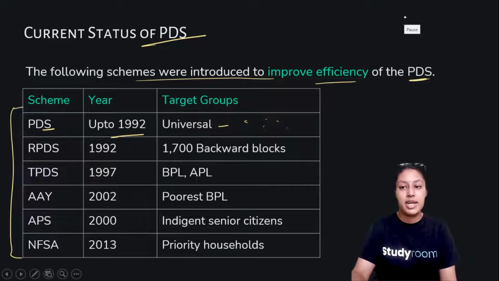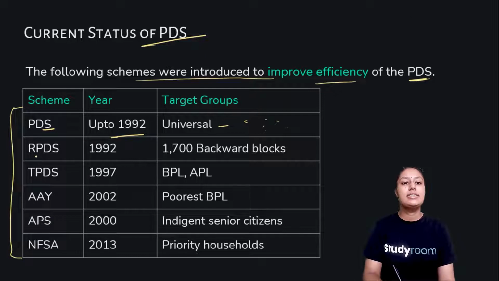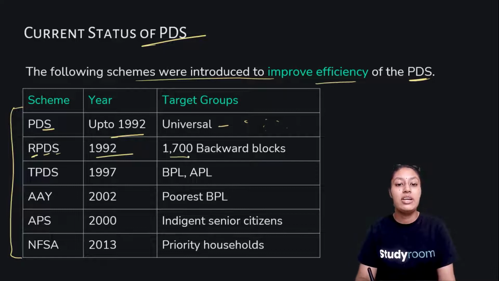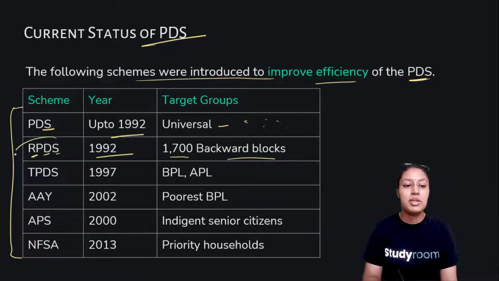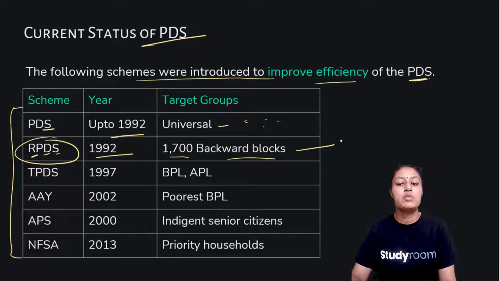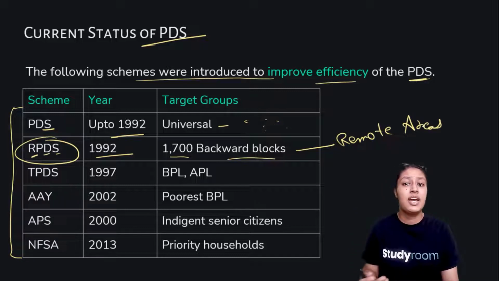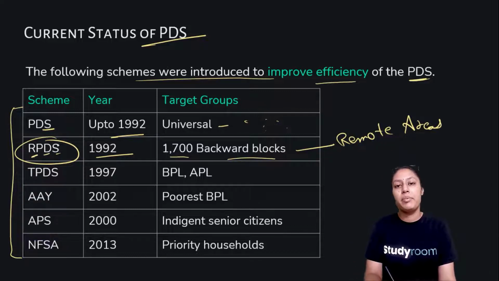Second is RPDS. RPDS is revamped public distribution system. It was launched in June 1992, and it covers 1700 backward blocks. Means in this particular scheme, it ensures help for people who are living in remote areas, who are living in hilly areas where there is inaccessibility of basic things. Okay, so that is revamped public distribution system.